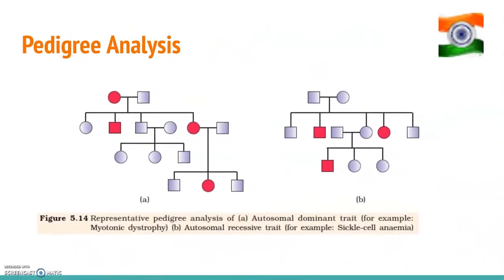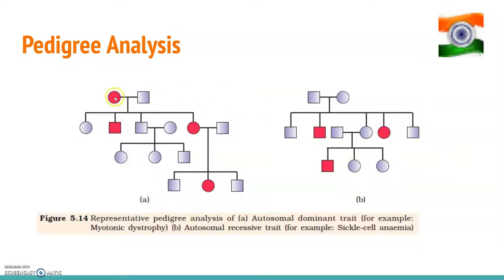Now here we can find the representation of pedigree analysis of an autosomal dominant trait like myotonic dystrophy. This is one of the traits which is transferred through genes to the next generation, and there is also the autosomal recessive trait, for example sickle cell anemia. So this chart is representing the autosomal dominant trait, and this chart is representing the autosomal recessive trait of sickle cell anemia.